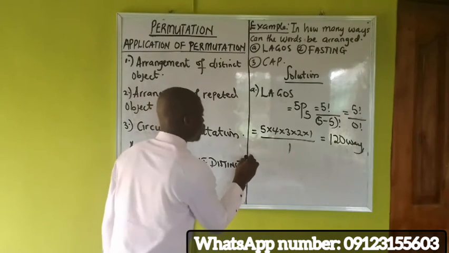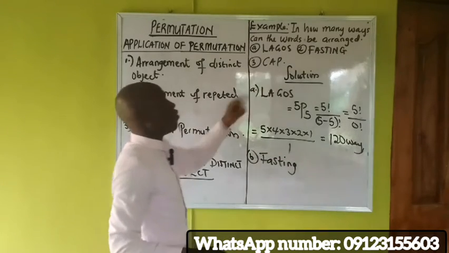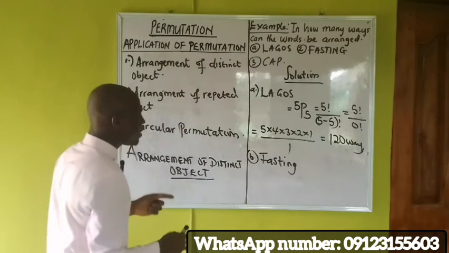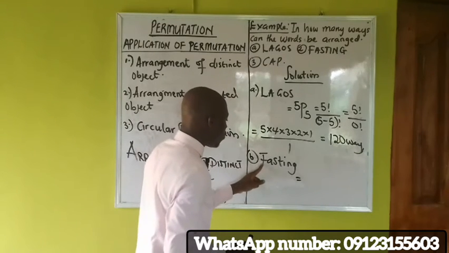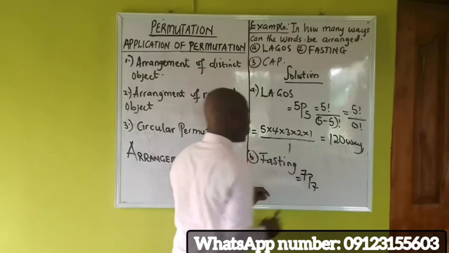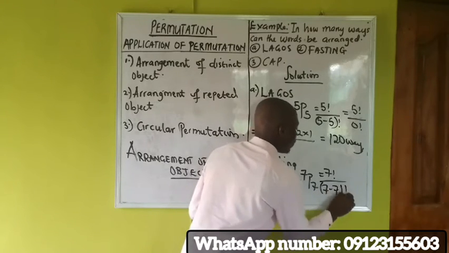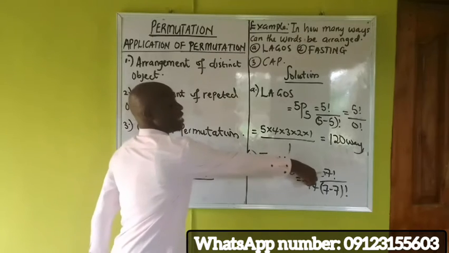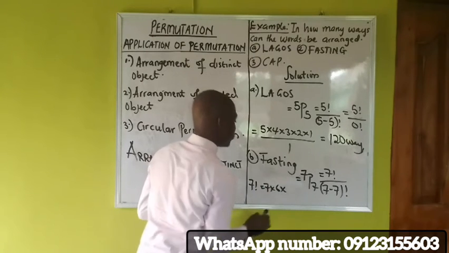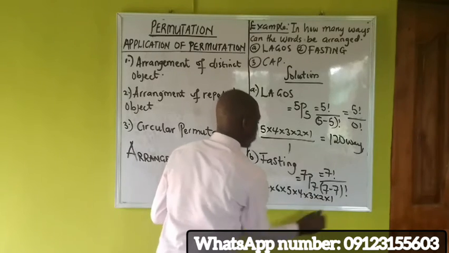Alright, let's look at 2. Question 2, that is fasting. I'll do 1 and 2, you do 3 for me. Let's count the number of objects in fasting. I have 1, 2, 3, 4, 5, 6, 7. That becomes 7 permutation 7, which is 7 factorial over 7 minus 7 factorial. Hence, it becomes 0 factorial, and I'm left with 7 factorial. That is 7 times 6 times 5 times 4 times 3 times 2 times 1.